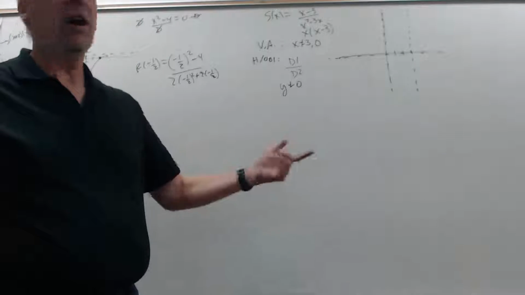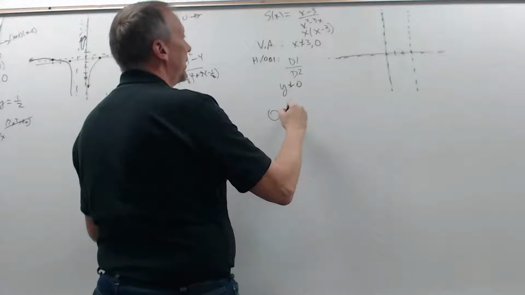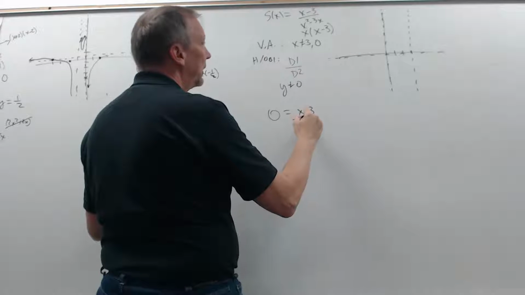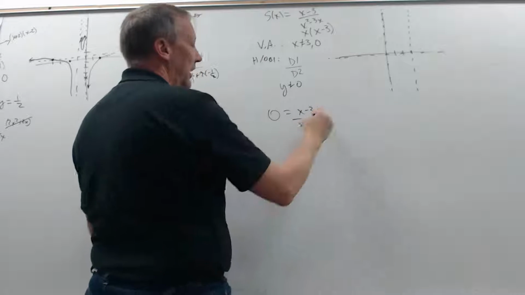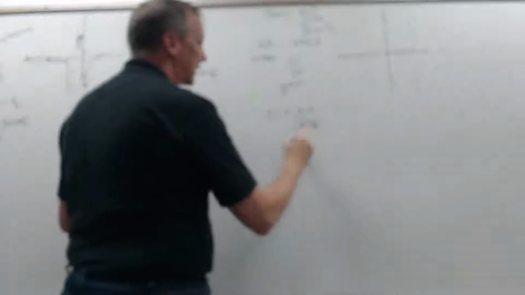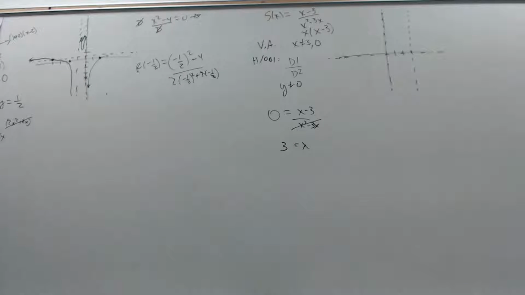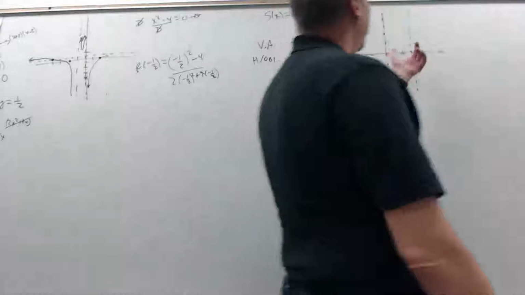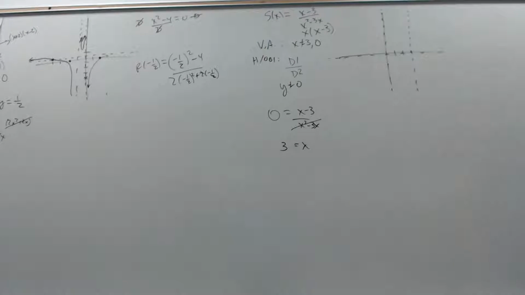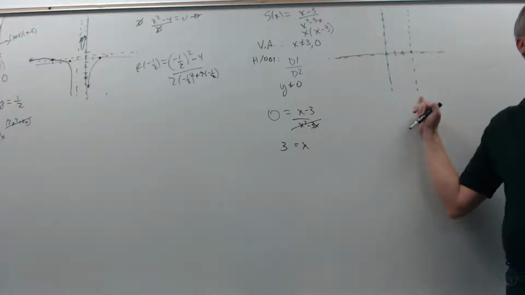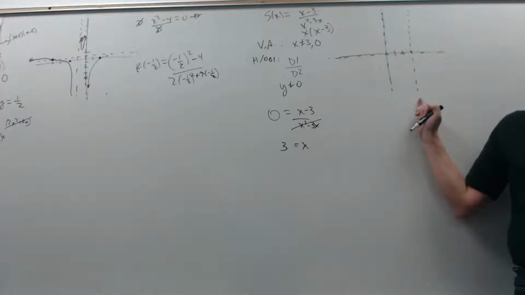And then we need to see if it crosses, so we're setting it equal to 0: x minus 3 over x squared minus 3x. That's going to go away, x equals 3. Now, we got a problem here, right? You see the problem? It crosses both the x and the y, and I said you can never cross a vertical asymptote. So then we can't do it.